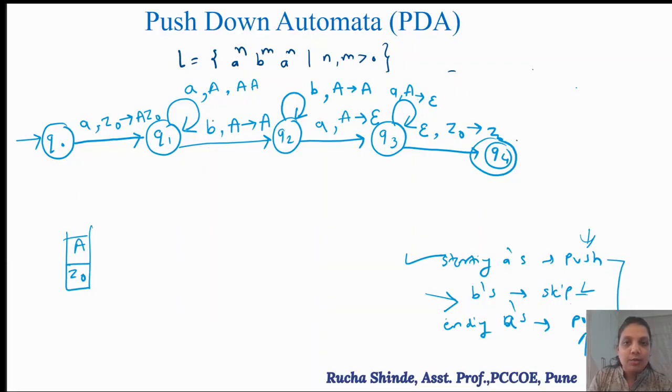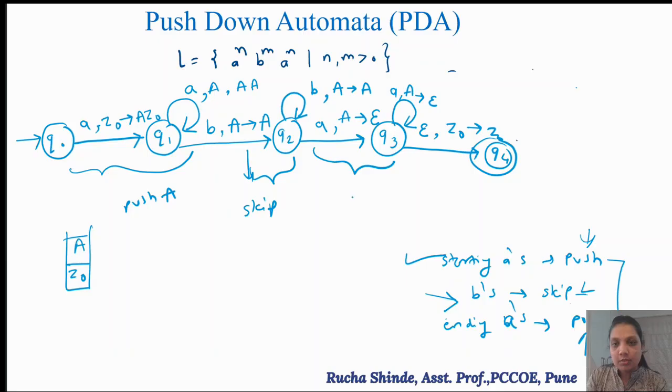So this is how we can derive a push-down automaton for the language a raised to n, b raised to m, and a raised to n, where n and m are greater than 0. For the initial a's, we performed a push operation on the stack. Then on b, from this to this, we performed a skip operation, and to this we performed a pop operation. So this logic is used to implement the push-down automaton for the given language. Thank you.